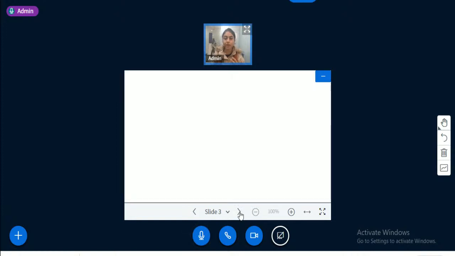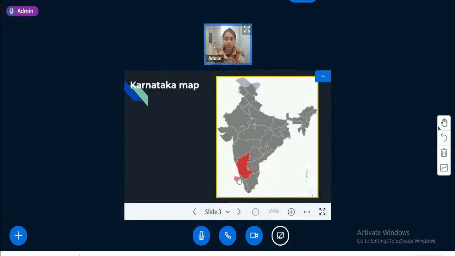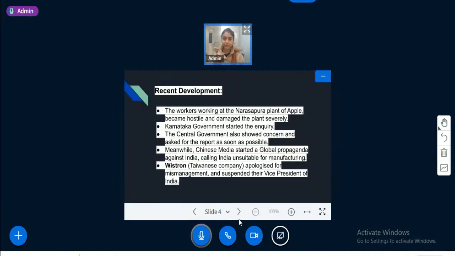Now you must be wondering why this particular issue became so big. You will be surprised to know that this issue of Karnataka has become not only a national issue but a global issue. You will understand right now how. See this, this is basically the development. In Karnataka there was a plant in Narasapura. The workers there became hostile and damaged the plant severely. The Karnataka government came into action immediately and started its inquiry.